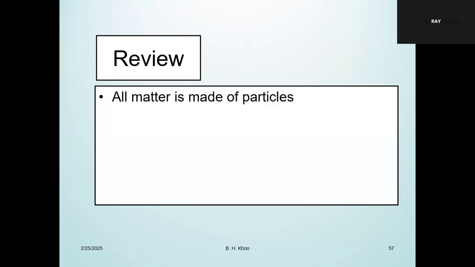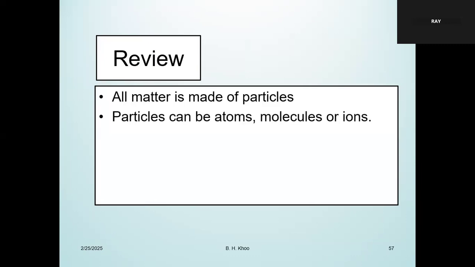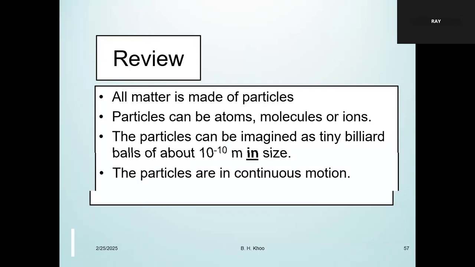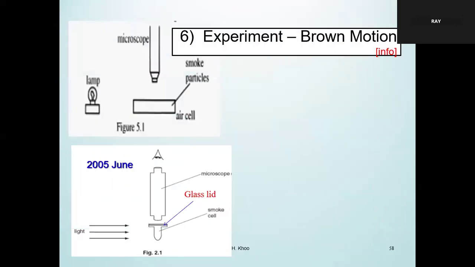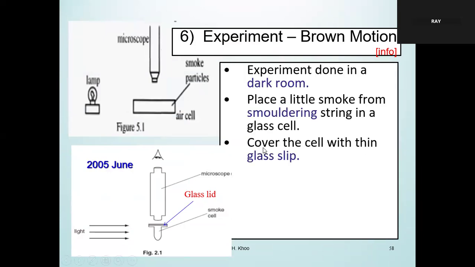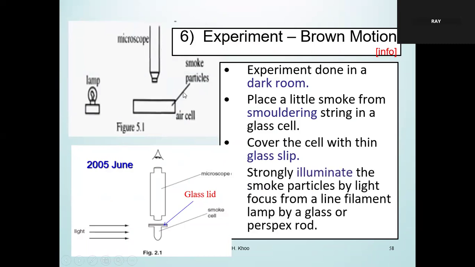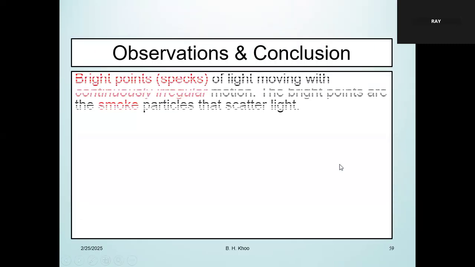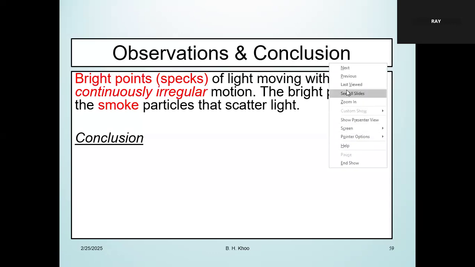All matter is made of particles. Particles can be atoms, molecules, ions. Size of particle is 10 to the power minus 10 meter. Particles are in continuous motion. Right? This one is normal in the syllabus. The purpose of the experiment is to tell you that the air inside the air cell is moving at random. That's all. Okay, so you won't bother about all this.